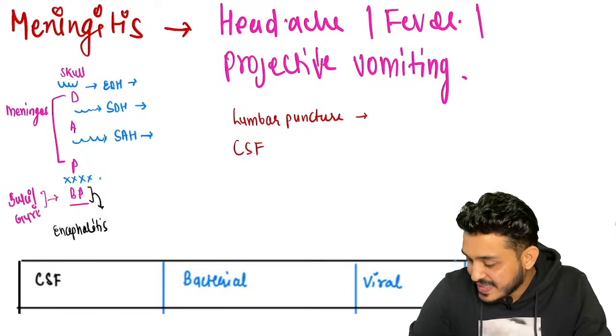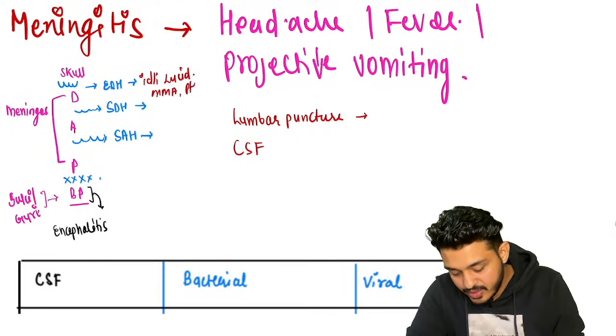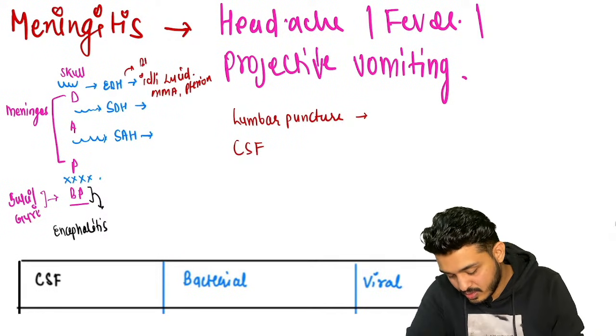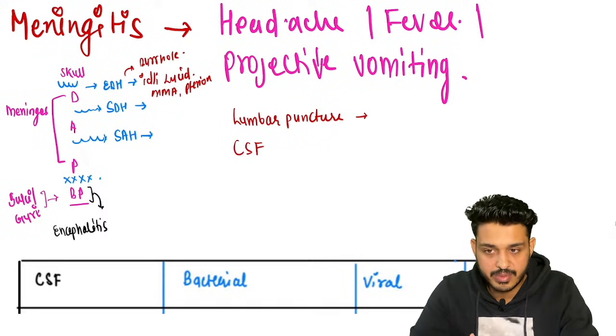EDH is going to be idli shaped. This is going to have what? Lucid interval, right? Middle meningeal artery is going to get ruptured. Pterion is the site. And what is the treatment you are going to do? This is going to be burr hole surgery. Very, very important. Let me quickly summarize. These are the important points you have to remember.